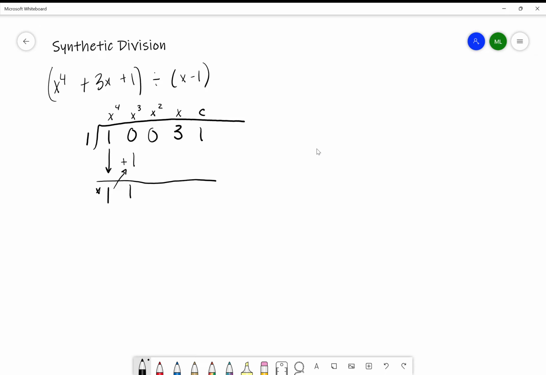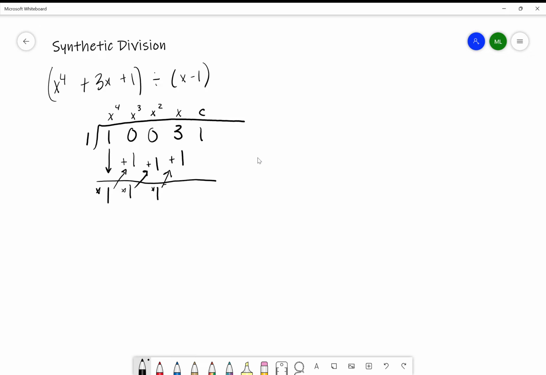Then again, I will do 1 times 1. You're doing the h value that's in here, times the value that comes next. So it's 1 times 1 again, and I will bring this back up, and it's going to be plus 1. And then 0 plus 1 is 1, and then 1 times 1, again it's the h value times the value here. 1 times 1 is 1, so I will bring it back up to the next spot. That's also 1. And again, add those values.